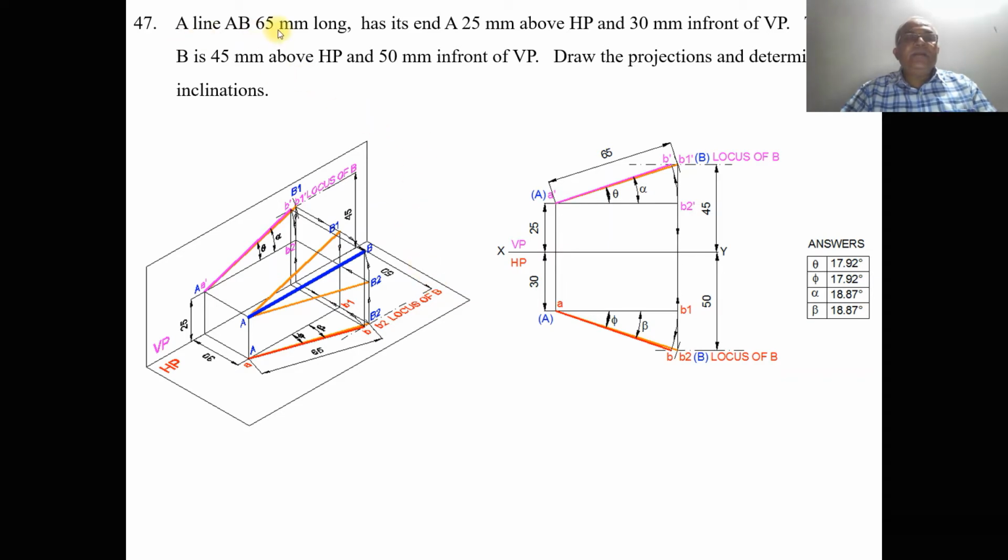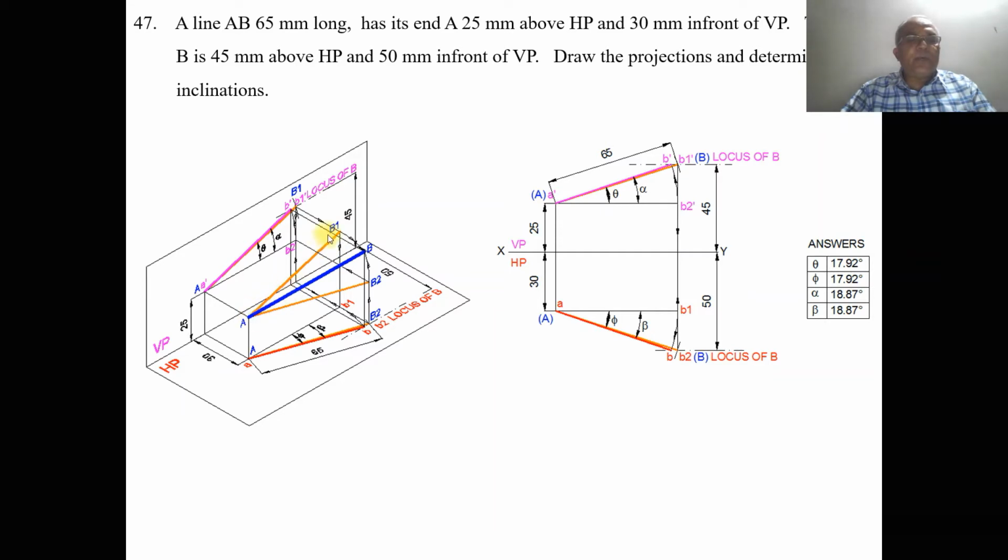Then he says the true length of the line is 65 mm. So you take A, B1. This line will be the true length, which is 65 mm long. When you look from the top view, we can see that capital A is 30 mm in front of VP. Similarly, capital B1 also is in front of VP by 30 mm. So now the line is parallel to VP.